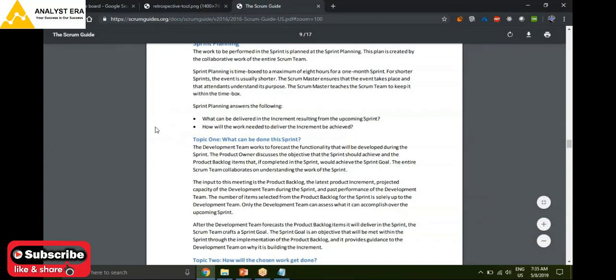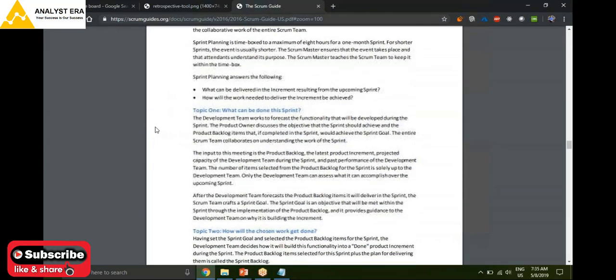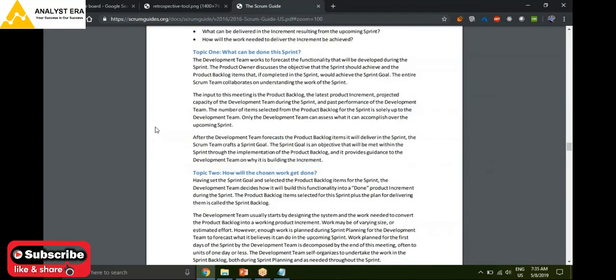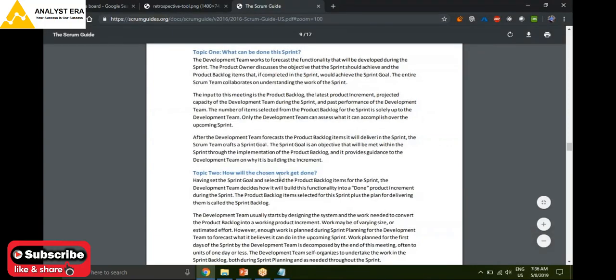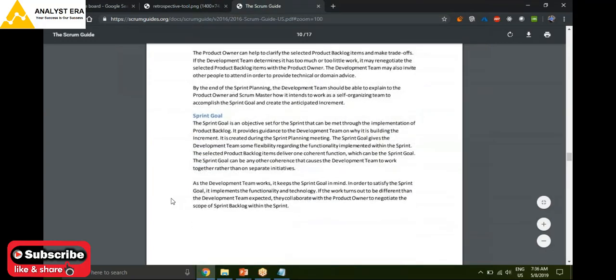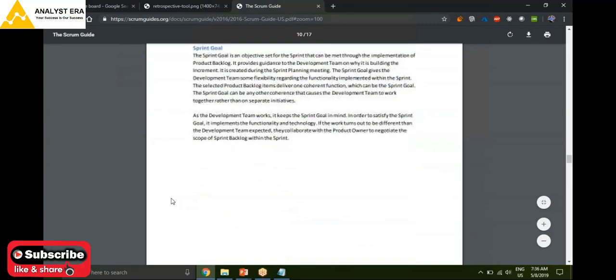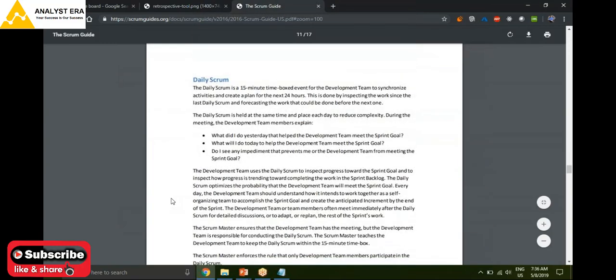Sprint planning, how does that happen? We'll come to that. We'll actually go ahead and write an epic, then a user story, then a task for the user story, and we'll see what happens inside the sprint planning meeting. Topic 1, what should be done in the sprint, and how the chosen work will get done, are things you do in the sprint planning meeting. And you will have a goal for your sprint, the sprint goal.